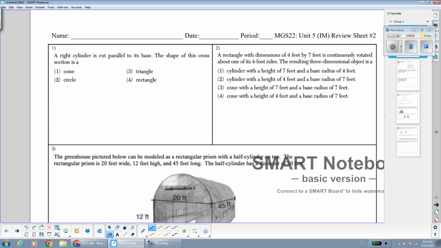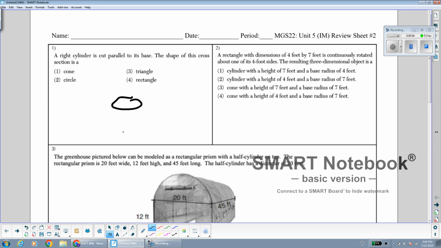For number 1, you're taking the cylinder and you are slicing it parallel to the base. Parallel to the base means horizontally, so it will be the same as the base, which will be a circle. If it instead said perpendicular to the base, that would be a vertical cross section, and that would then be a rectangle.